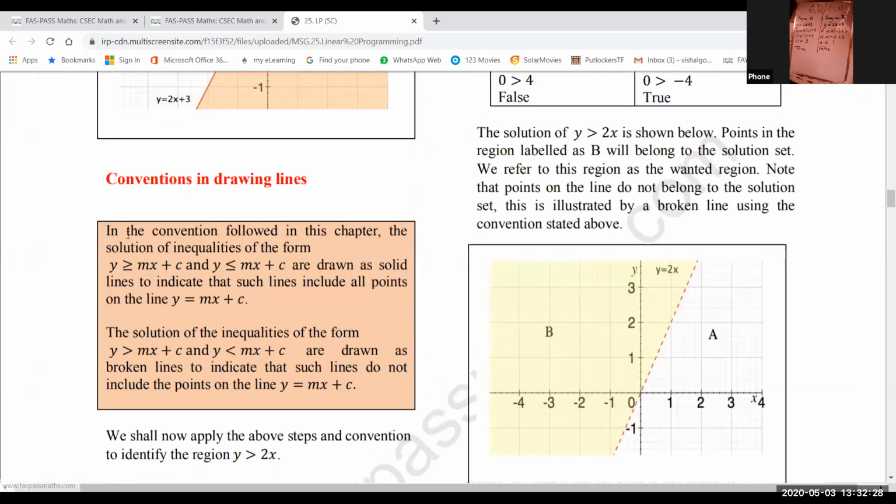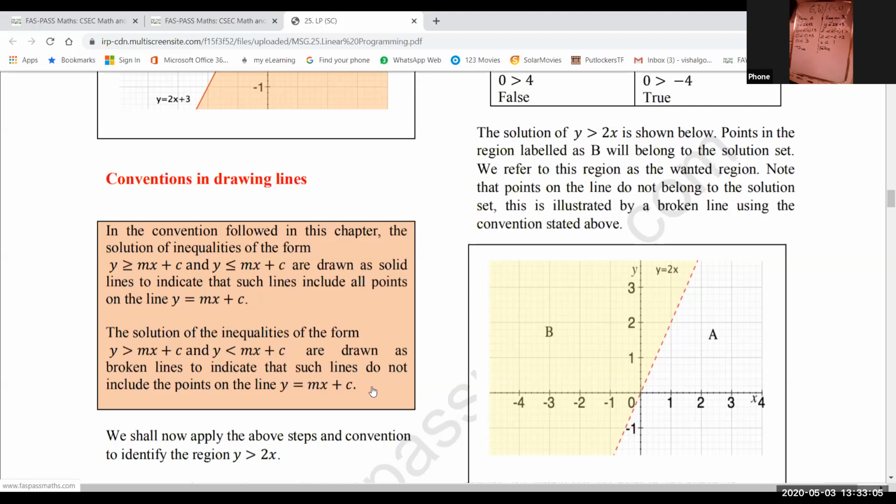Conventions in drawing lines. In the convention followed in this chapter, the solutions of inequalities of the form y is greater than or equal to mx plus c and y is less than or equal to mx plus c are drawn as solid lines, to indicate that such lines include all points on the line y equals mx plus c. The solutions of inequalities of the form y is greater than mx plus c and y is less than mx plus c are drawn as broken lines, to indicate that such lines do not include the points on the line y equals mx plus c.